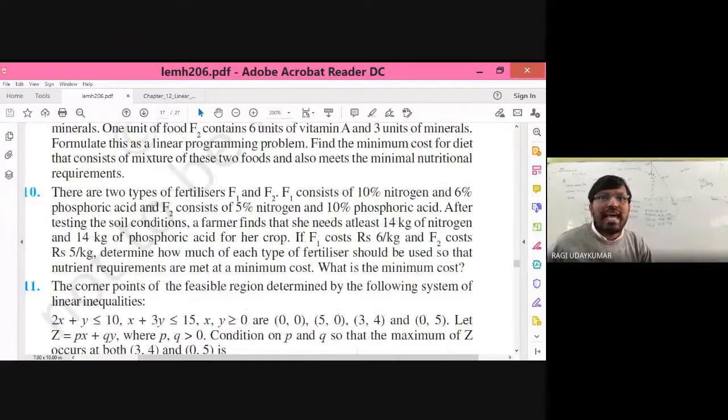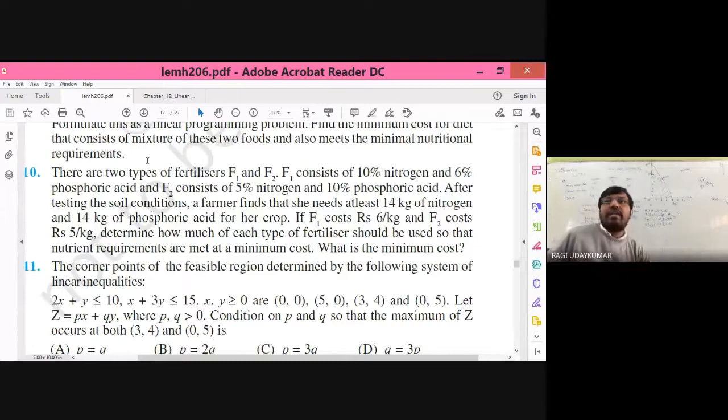You try them yourself. The last, 10th problem is a little bit different. There are two types of fertilizers, F1 and F2. F1 consists of 10% nitrogen and 6% phosphoric acid, and F2 consists of 5%. The percentage is given to you. So 10% means 10 by 100. If you take nitrogen as x units and phosphoric as y units, you are going to get 10 by 100 x, 6 by 100 x. So 10x plus 6y, over 100, is equal to 6 kgs, as given.